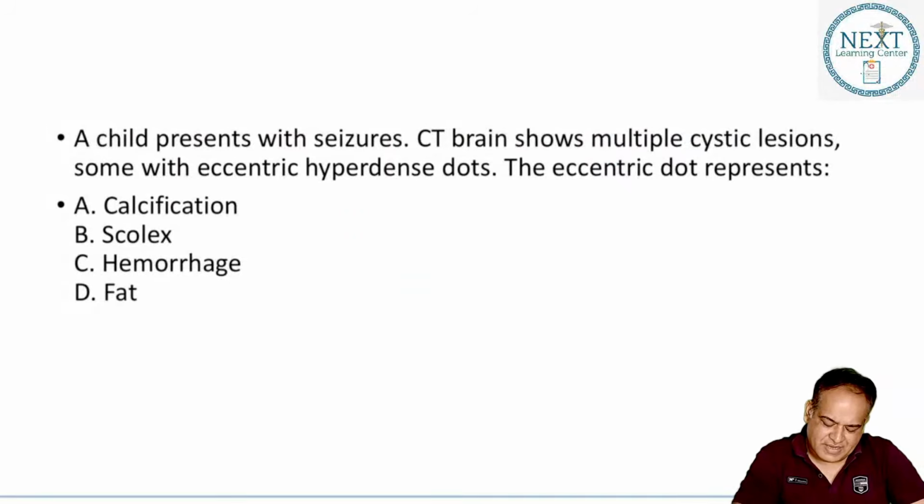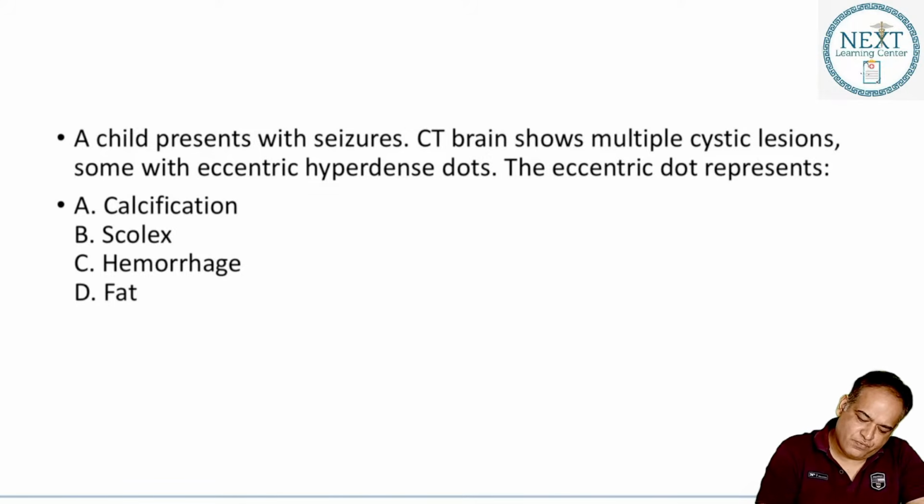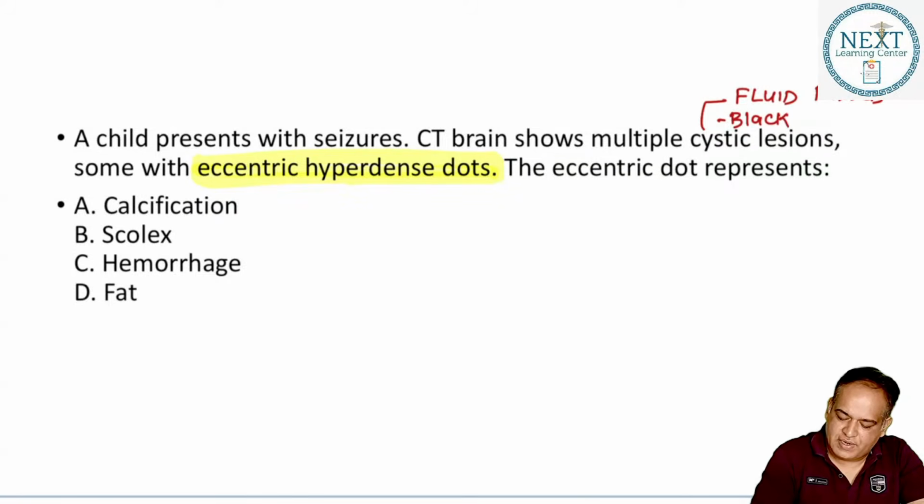A child presents with seizures. CT brain shows multiple cystic lesion, some with eccentric hyperdense dots. Multiple cystic. Cystic means they are fluid filled, and because they are made up of liquid, they will appear black on CT scan.